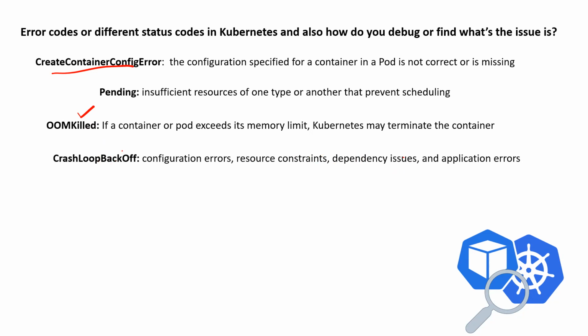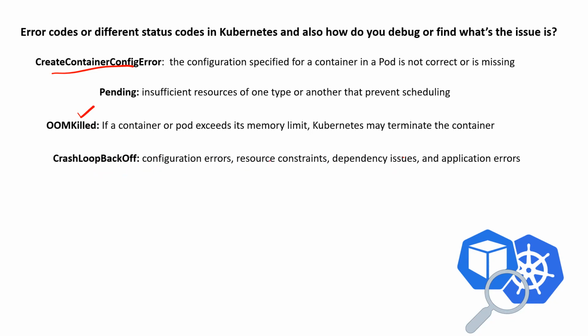So this CrashLoopBackOff error can be due to different issues. One is configuration. Let's say you have an application which requires a proper configuration. If that configuration is not there, then the app won't come up. If the app is not coming up, what kubelet does is it will try to restart your container again and again. So when this restart happens, it will go into this CrashLoopBackOff error. So configuration errors might also cause this particular CrashLoopBackOff error.